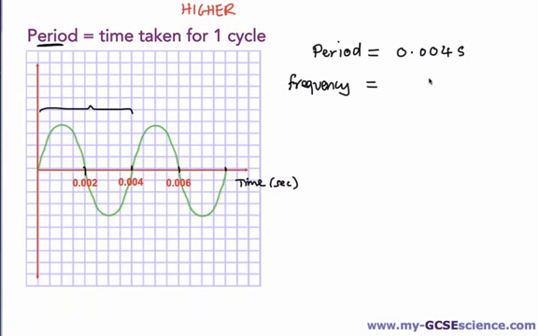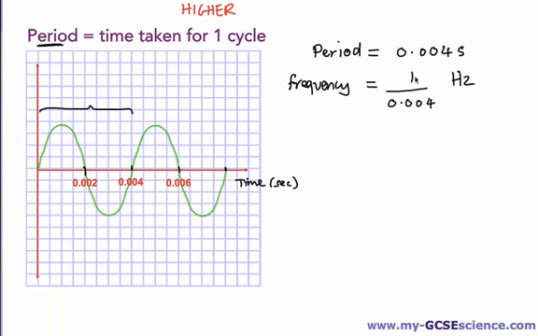Now the frequency, remember, is measured in hertz, and that means how many cycles per second. So if I've got one cycle and that takes 0.004 seconds, how would I work out how many cycles I have in 1 second? Well, it's a fairly straightforward calculation. You just say 1 divided by 0.004, because we're looking at seeing how many of these 0.004s go into that 1 second.